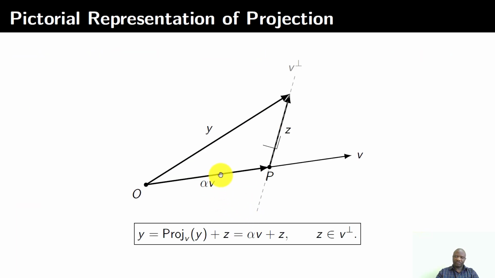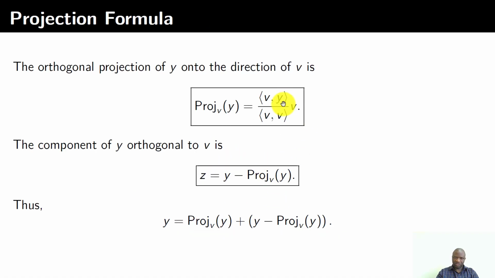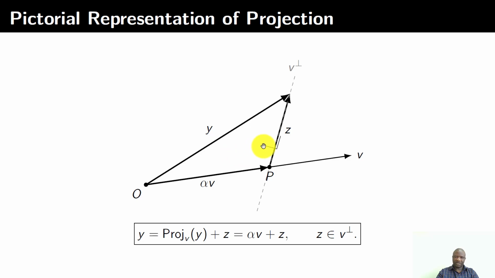So if this is the case, then we can just substitute alpha here to get the projection of y onto v is alpha v. So the projection of y onto v is the inner product of v and y divided by the inner product of v and v, times vector v. The component of y orthogonal to v is z. You can see from this diagram the vertical component is z.